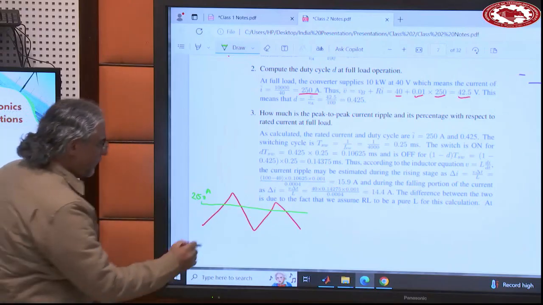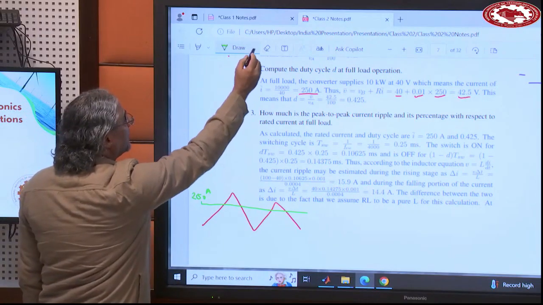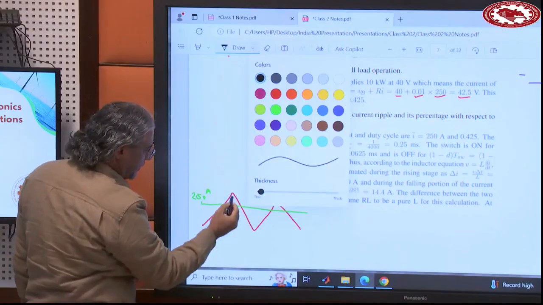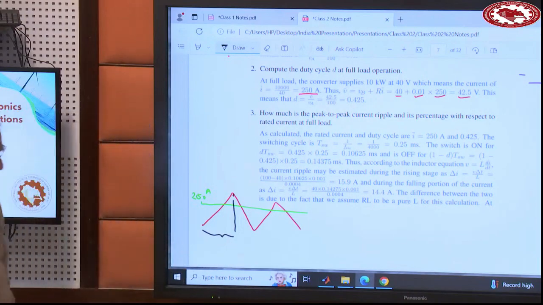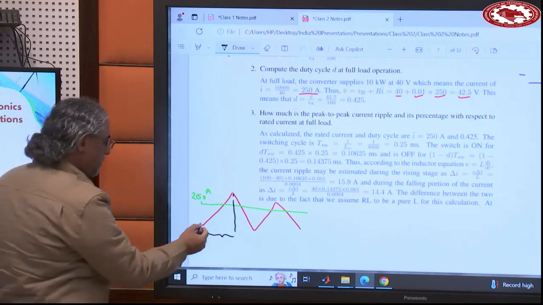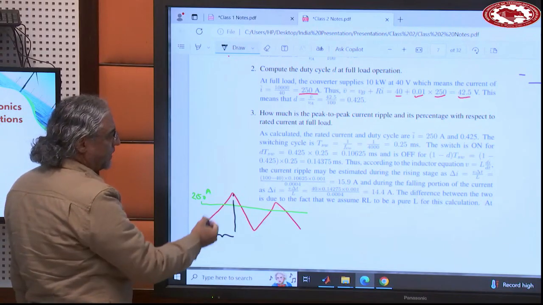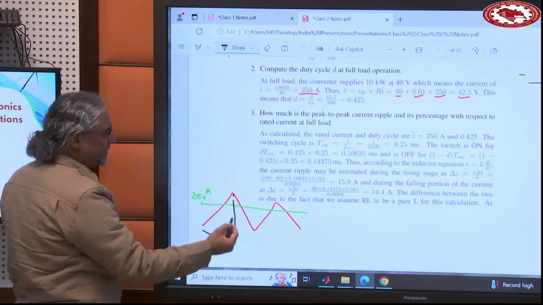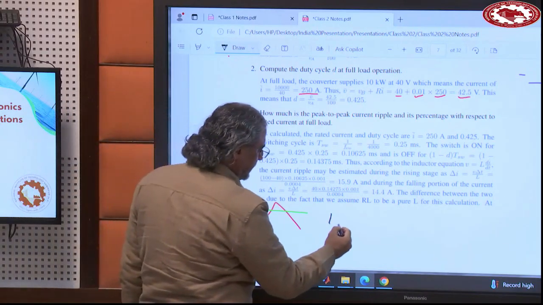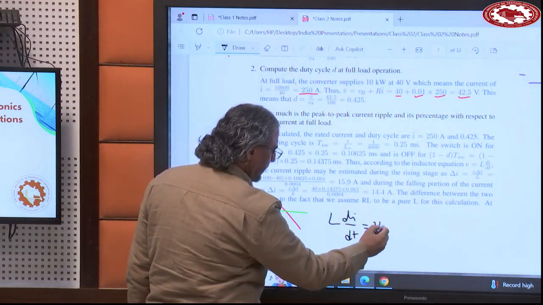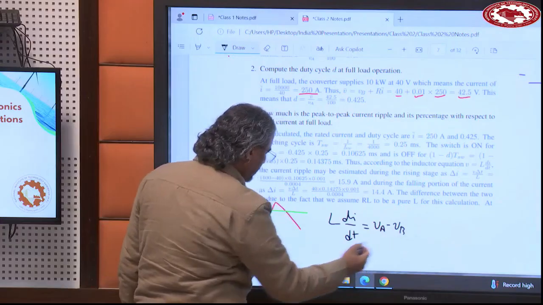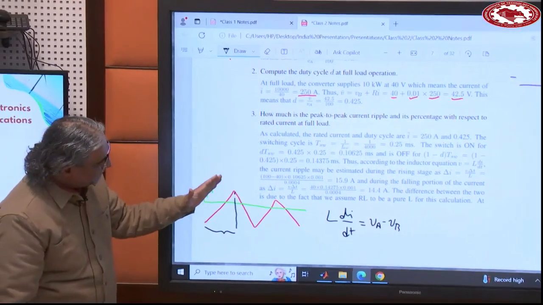Okay, so if you want to calculate this thing, you need to find out how much is this time, which we know, because we know the entire time and we know the duty cycle, so we know how much is this time. And we know how much is the slope of this line. And then we have the equation L dI over dt is equal to VA minus VB. This is during this rising time.